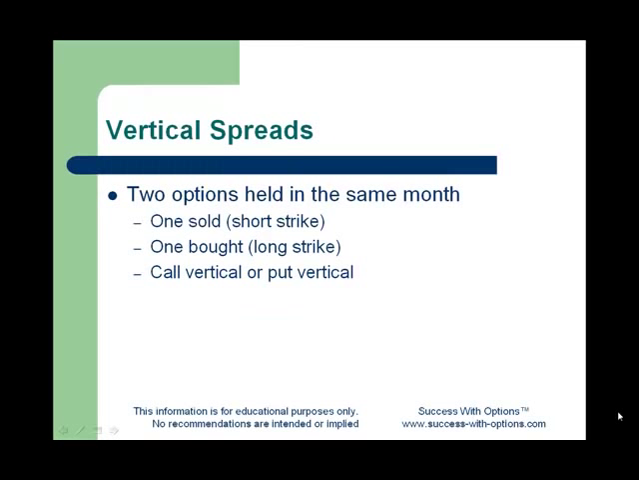Vertical spreads are made up of two options held in the same month. One option will be sold, the short strike, and one option will be bought, the long strike. The vertical spread will either be two put options, making it a put vertical spread, or two call options, making it a call vertical spread.